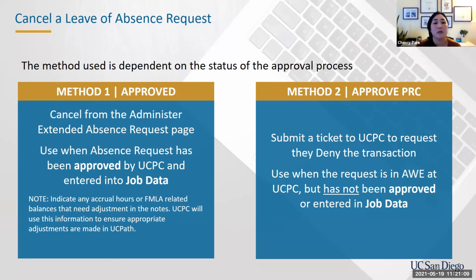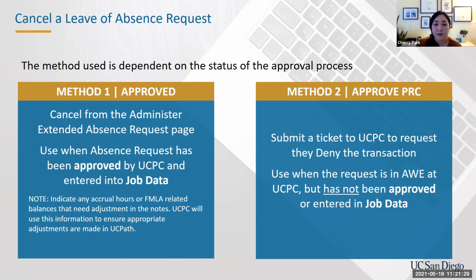All right. Cancel a leave of absence request. The method used is dependent on the status of the approval process. Method 1 is if the status is approved. And method 2 is if it shows that it's approved PRC.